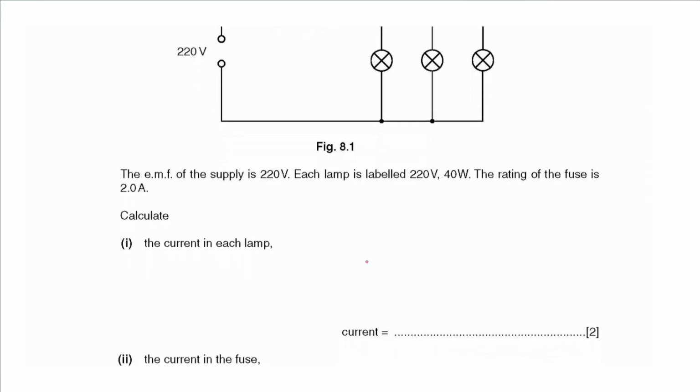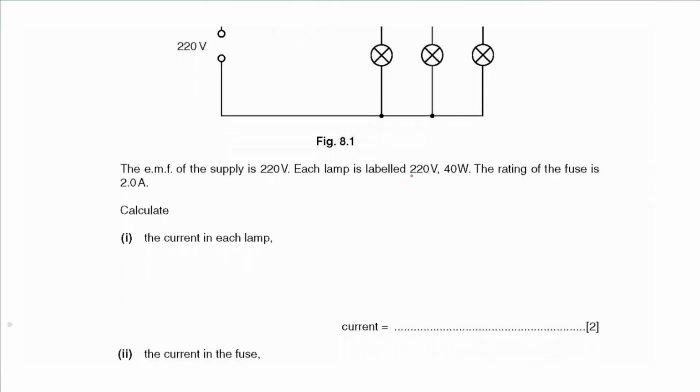Calculate first the current in each lamp. We have the voltage and power. So power is equal to voltage multiplied by current. So current is equal to power divided by voltage. We have 40 watts divided by 220 volts. That gives an answer of 0.18 recurring, which is approximately 0.18 amperes.